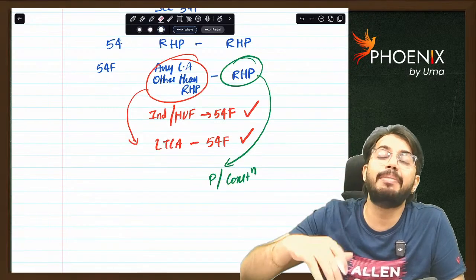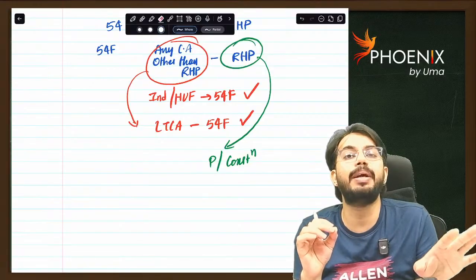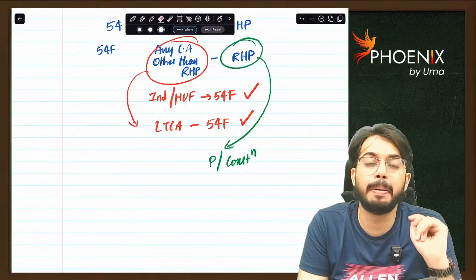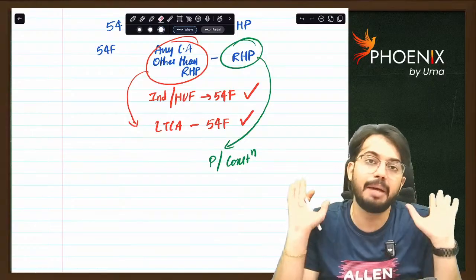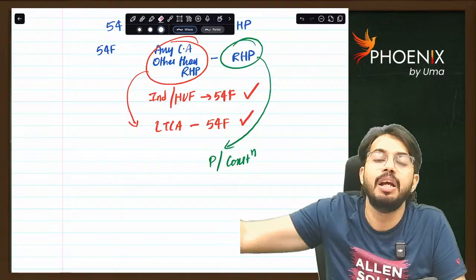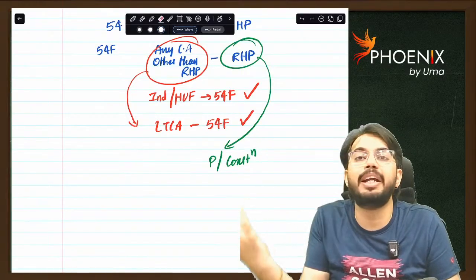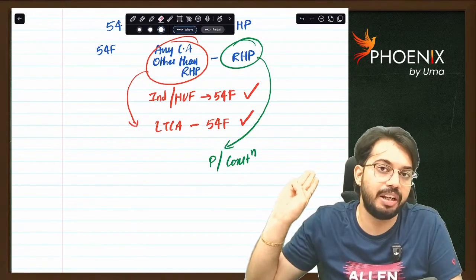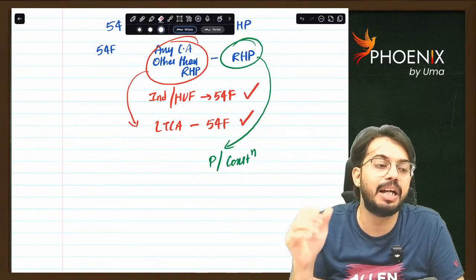Sir, what is the time limit available for reinvestment? The time limit available for reinvestment is the same as we discussed in section 54. As per section 54, a new house is required to be purchased within 2 years, and constructed within 3 years. Same time limits. Let's say I sold gold, I got capital gains, I invested this money in a new house property. I can claim exemption under section 54F. Within how much time do I need to make reinvestment? I should purchase a house within 2 years, I should construct a house within 3 years, or I can purchase a house within 1 year before the date of transfer also. Are you able to understand? Same time limit.